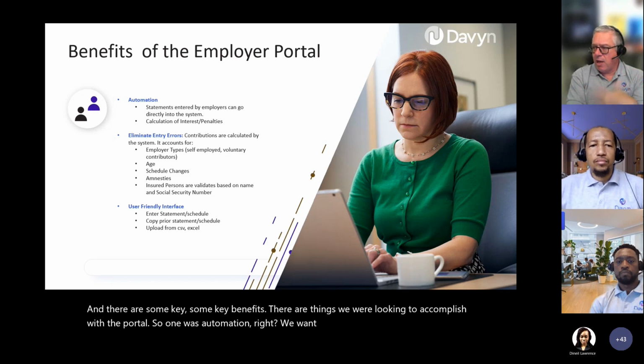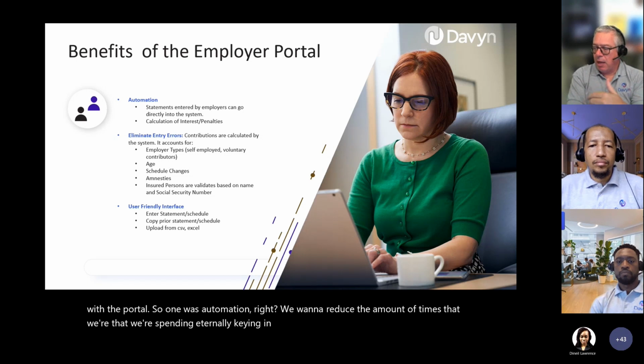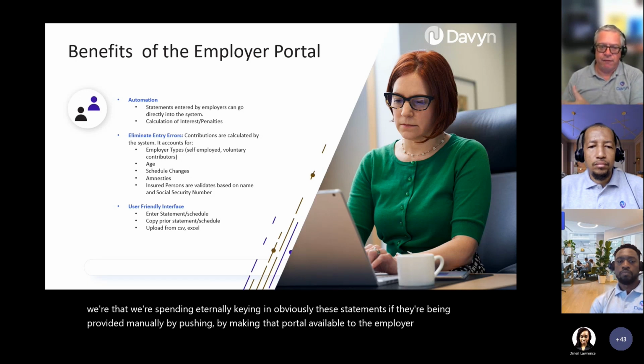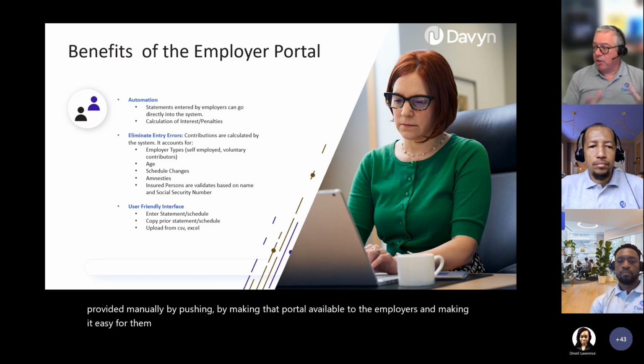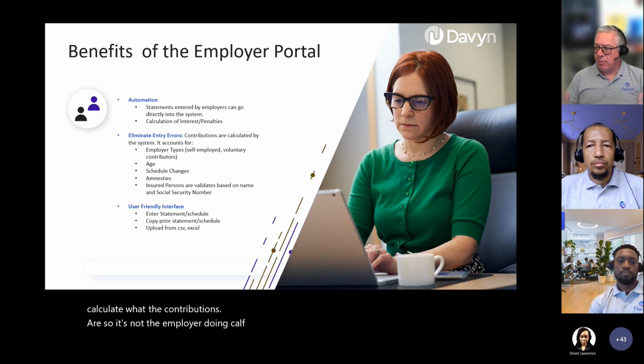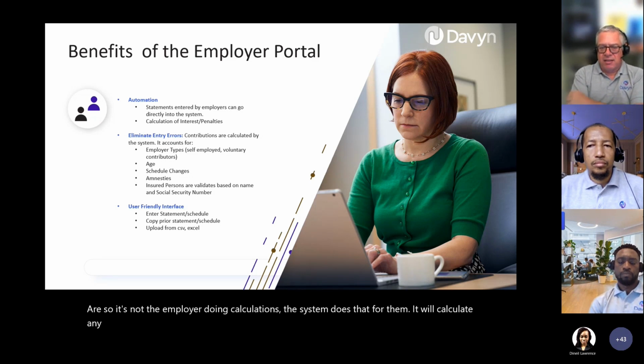We want to reduce the amount of time that we're spending internally keying in, obviously, these statements if they're being provided manually. By making that portal available to the employers and making it easy for them, we reduce a lot of the internal processes around having to get these statements into the system. And we want it to be automated in the sense that we calculate what the contributions are. So it's not the employer doing calculations. The system does that for them. It will calculate any interest or penalties. So that's the first thing.